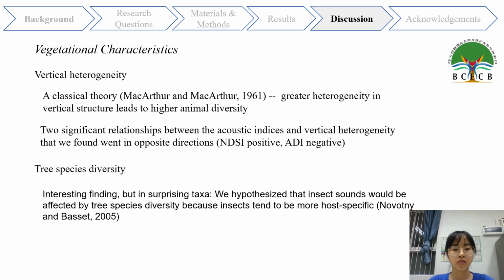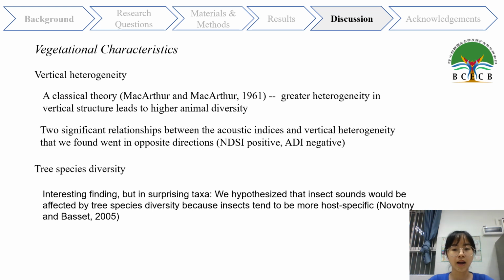Based on MacArthur's theory, greater heterogeneity in vertical structure leads to higher animal diversity. We found 2 significant relationships between acoustic indices and vertical heterogeneity: NDSI positive, ADI negative. For tree species diversity, we got an interesting finding, but in a surprising taxon.